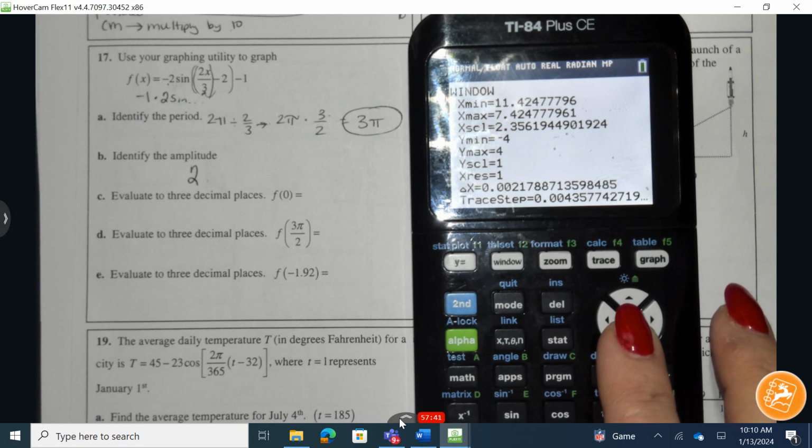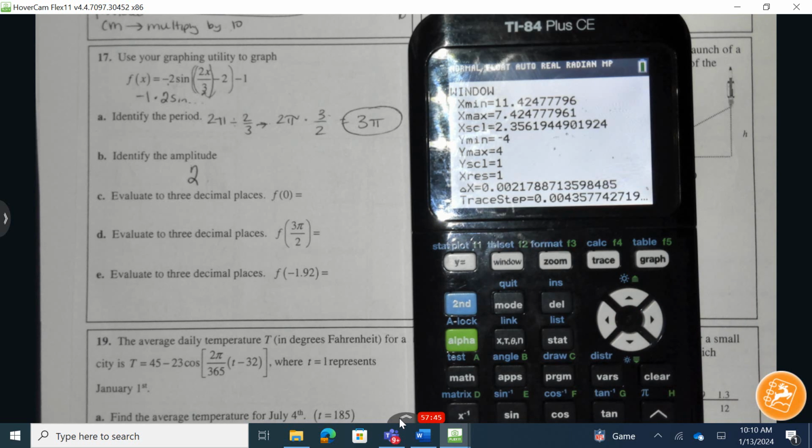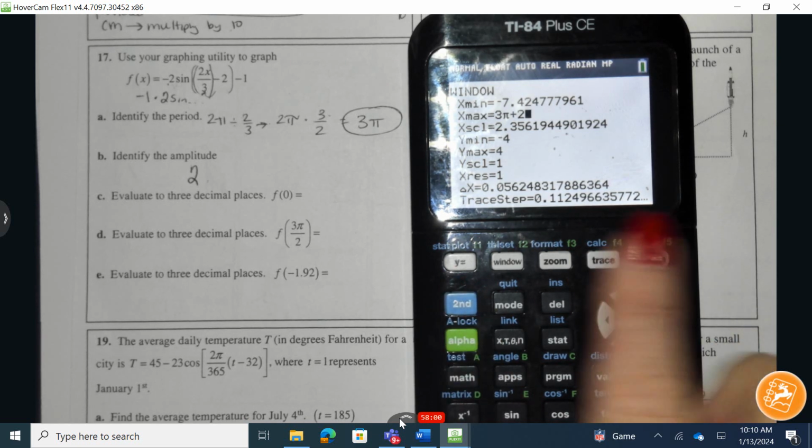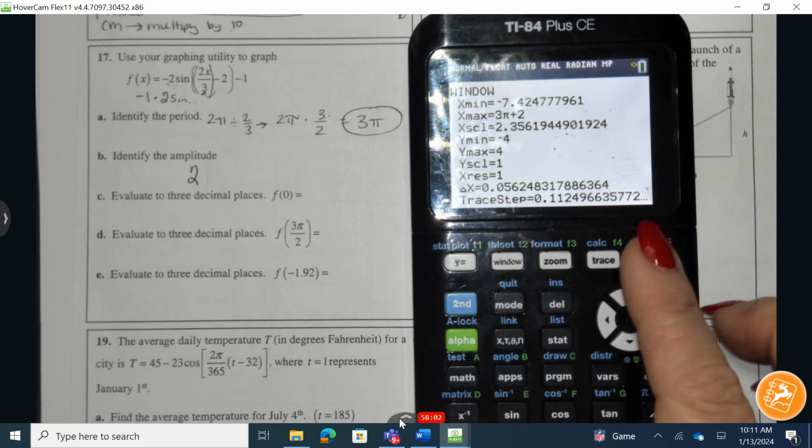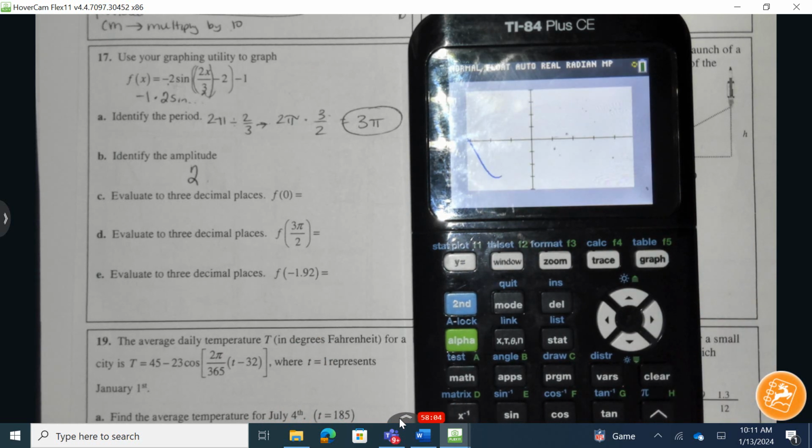Minimum, maximum. That looks good. X scale. Oh, it's supposed to be negative. That's my part. The minimum was supposed to be -3 pi, and I'm going to add 2 to that. And this is 3 pi, and I'm going to add 2 to that. Now, you don't have to make this. I'm just doing this so you can see it in a pretty form. That's the only reason why I'm doing it. You're welcome to just graph this without.